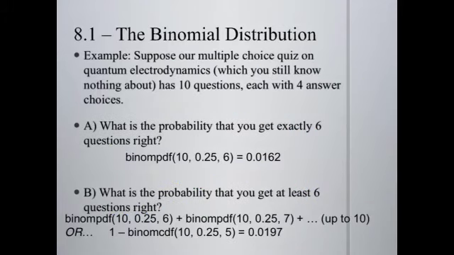And here, this is what you should have gotten. When you plug in binomial PDF, you should have gotten 0.0162. And remember that at least 6 questions right means I'm doing the PDF for 6, 7, 8, 9, and up to 10. Or you could just do 1 minus CDF in your calculator, and you would get 0.0197.